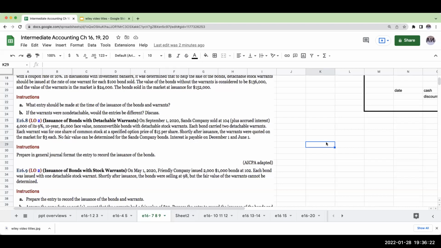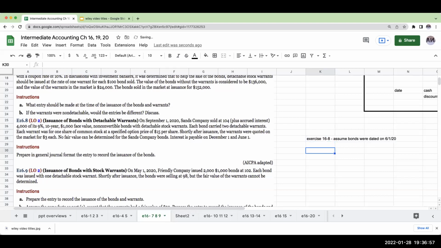So we're going to prepare the entry to record the issuance of the bonds. The thing here is we know what the value of the warrants are, so we're going to go with that as our guiding light. The other part, which is really not clear, is when these bonds were dated. So for exercise 16.8, assume the bonds were dated on 6/1/20.